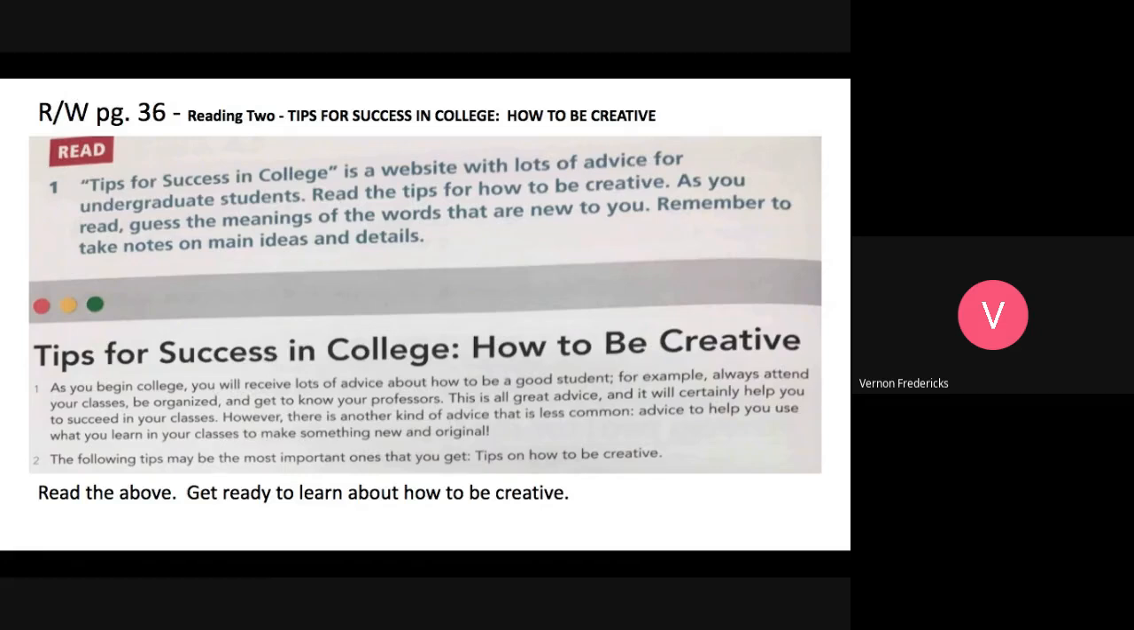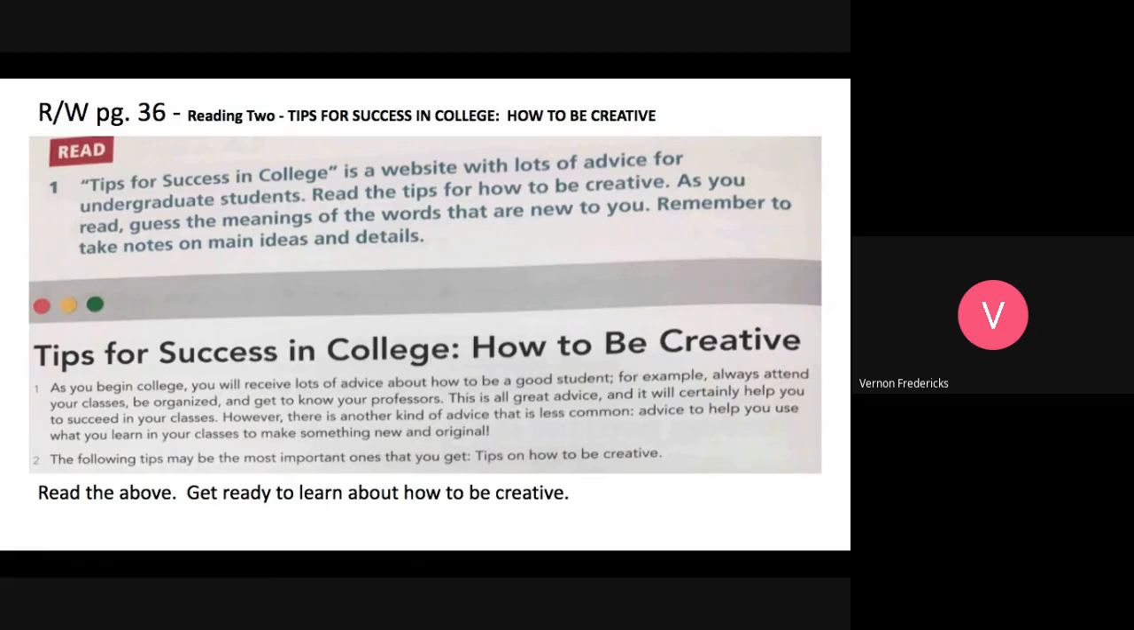Okay, students, pens, notebooks, take some notes. Okay, tips for success in college. How to be creative. Paragraph 1. As you begin college, you will receive lots of advice about how to be a good student. For example, always attend all your classes, be organized, and get to know your professors. This is all great advice and will certainly help you to succeed in your classes.